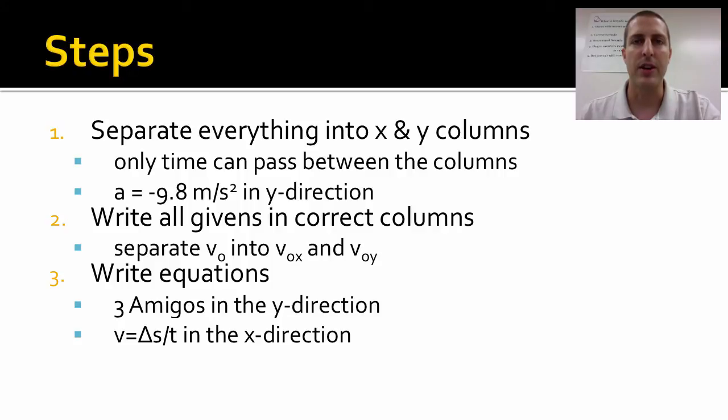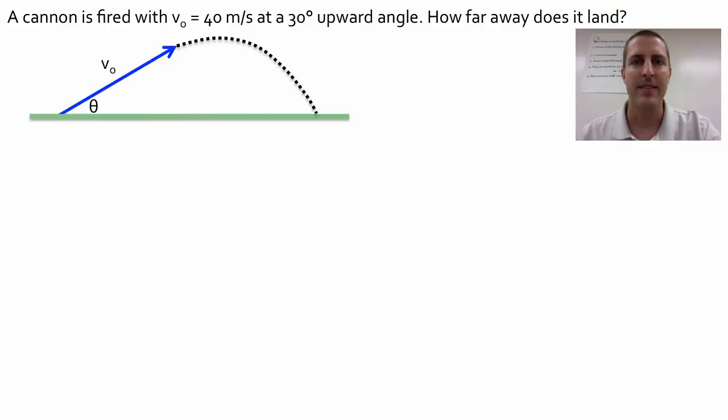In the y direction, we could use any of the amigos, any of the kinematic equations. But in the x direction, we only use v equals delta s over t. Because there's no acceleration, we're not going to be able to use any of the amigos. And the last step is just to solve. Let's see how this goes.